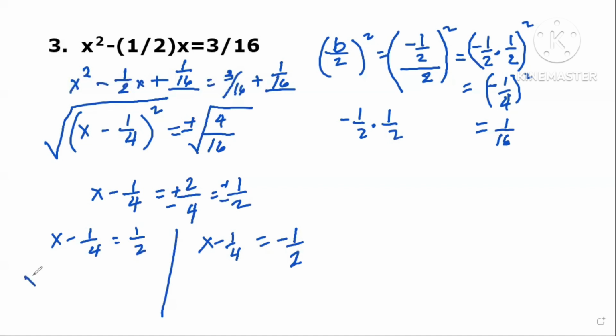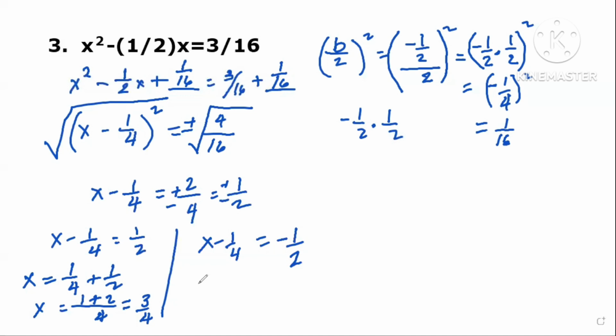So, x is equal to, lipat yung 1/4, magiging positive, 1/4 plus 1/2. Now, LCD is 4. 4 divided by 4 is 1 times 1, 1 plus 4 divided by 2 is 2 times 1 is 2. So that is equal to 3/4. So that is one of our solutions, no?